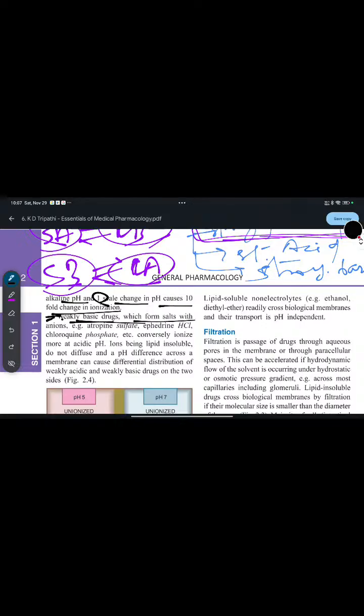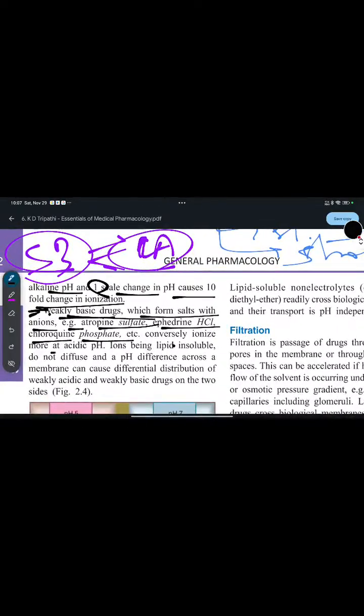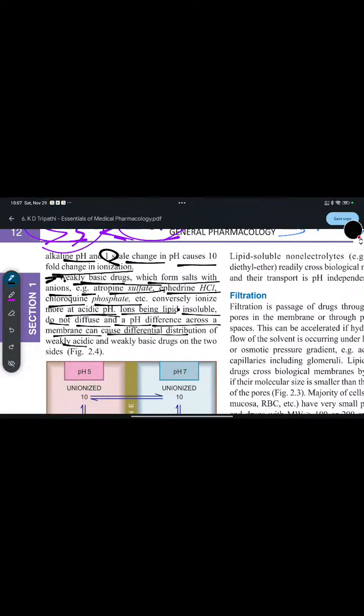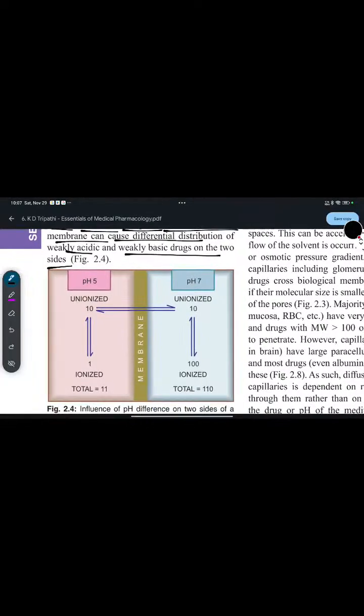So, weakly basic drugs which form salts with anions, for example atropine sulfate, ephedrine hydrochloride, and chloroquine phosphate, conversely ionize more at acidic pH. When they ionize more at acidic pH, ions being lipid insoluble do not diffuse, and a pH difference across a membrane can cause the differential distribution of the weakly acidic and weakly basic drugs on two sides. So if ionized drug will be there, it will be absorbed less.